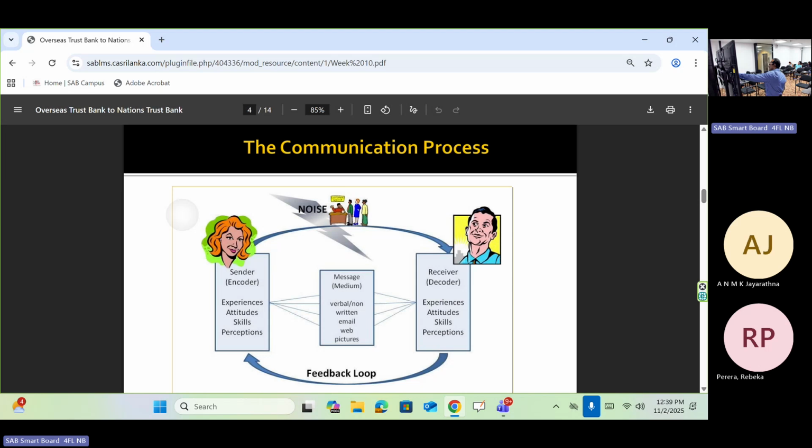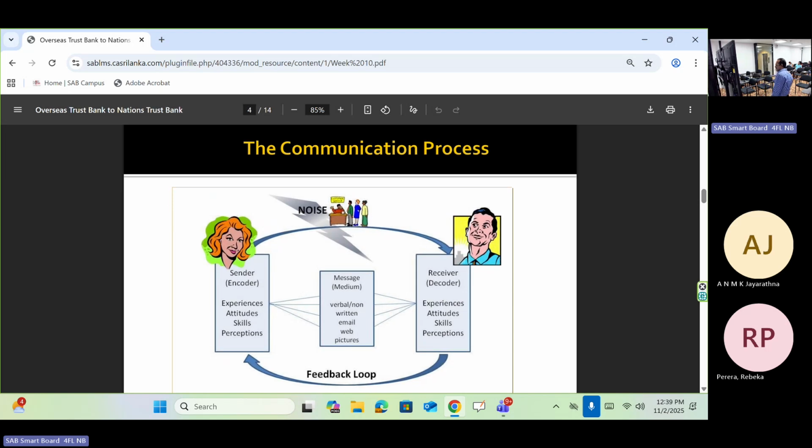Right. This is the communication model, or the process with elements. As I said before, sender is the first one, who encodes the message. Therefore, sender is also called the encoder. Right. Then the receiver is the decoder. No? Receiver interprets and tries to understand the message sent by the sender.